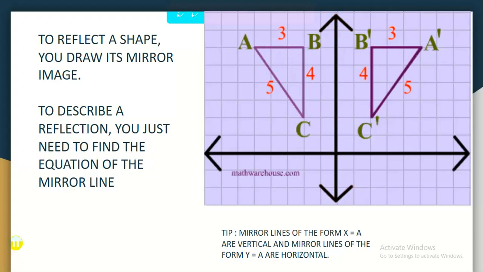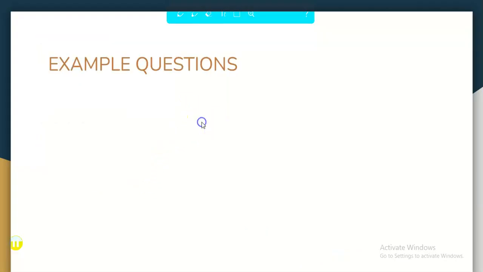A reflection is a type of transformation that flips a shape over a line known as the mirror line, creating a mirror image. A tip would be: mirror lines of the form x equals a are vertical and mirror lines of the form y equals a are horizontal. As you can see in this GIF, ABC, the image triangle, is being reflected to BAC on the other side, and the y-axis is being used as the mirror line.